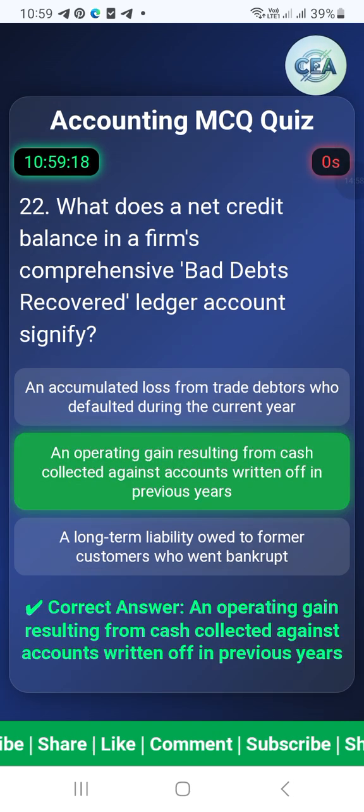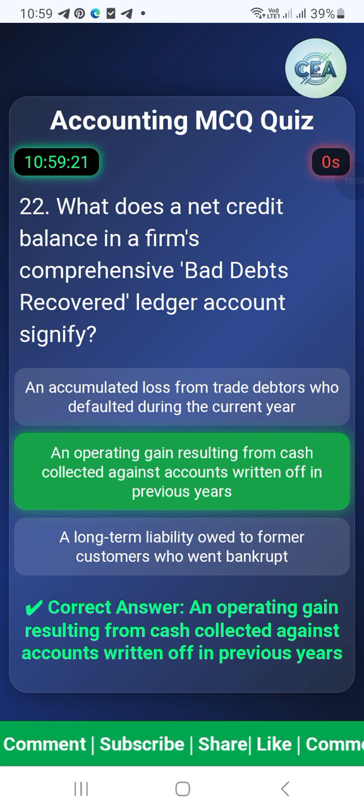Correct answer is an operating gain resulting from cash collected against accounts written off in previous years.